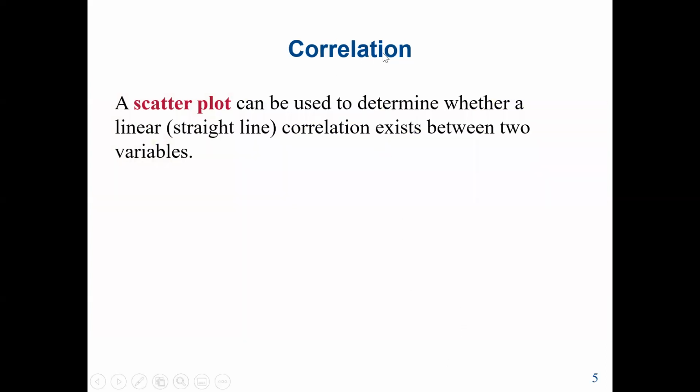Next, what is a correlation? A correlation is what we are going to find. It's a value that will determine if there's a relationship between the X and Y values, or the explanatory and response variables. So here we say a scatter plot can be used to determine whether a linear, straight line correlation exists between two variables. Here we are going to discuss linear correlation. Also, we have nonlinear correlations such as exponential or polynomial relationships. Here we again concentrate on linear.